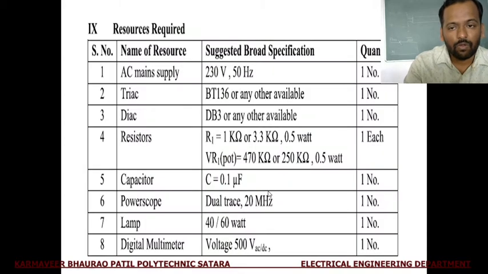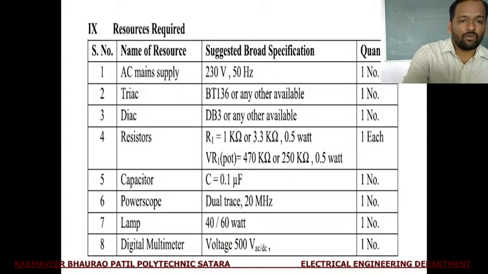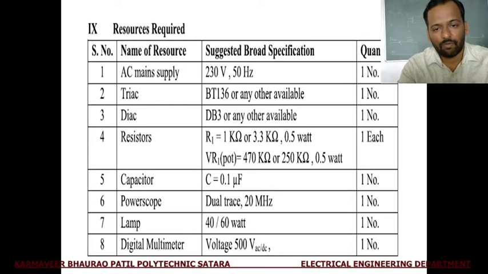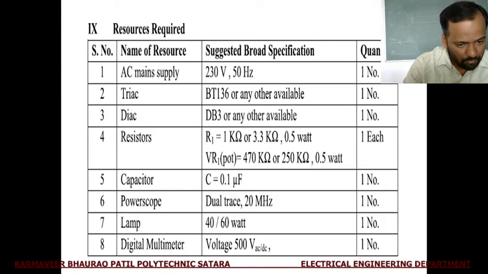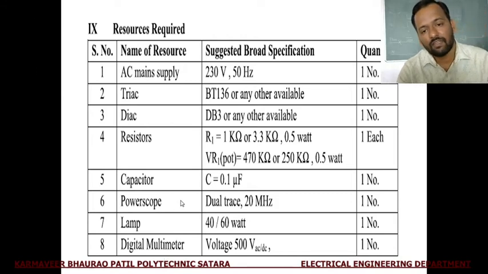Now the resources required for this experiment, as we have seen in our diagram: AC main supply, then Diac, Triac, resistance, capacitor, then power scope to view the waveform, then lamp, that is load, and digital multimeter. Digital multimeter is to measure voltage.